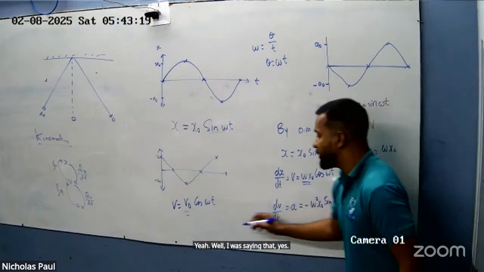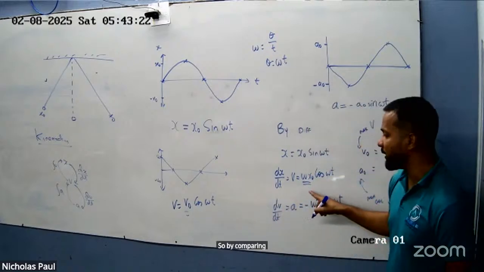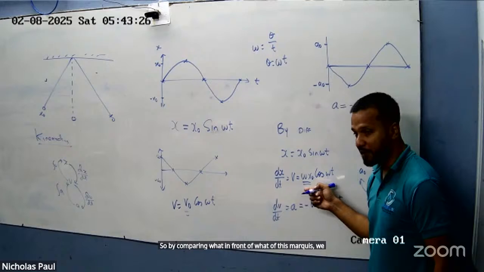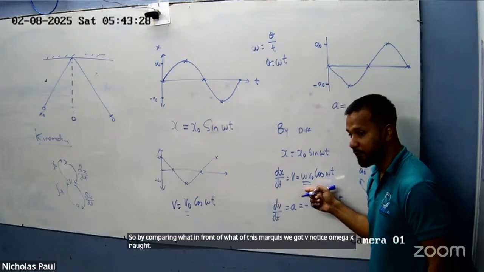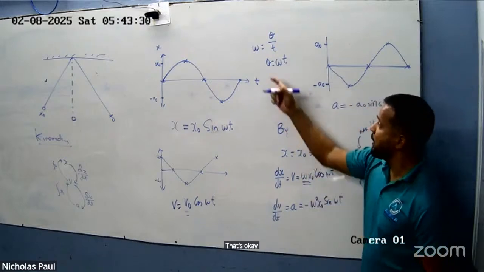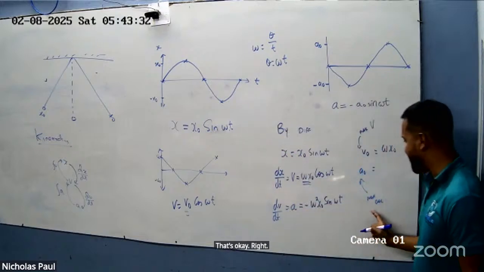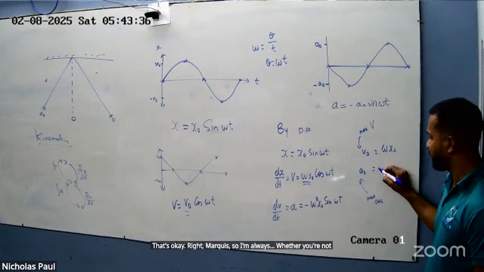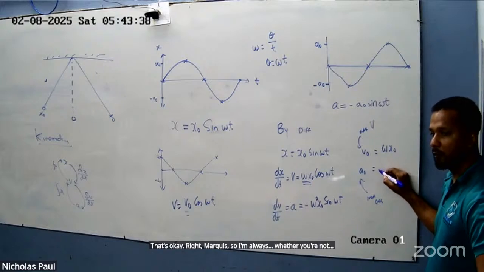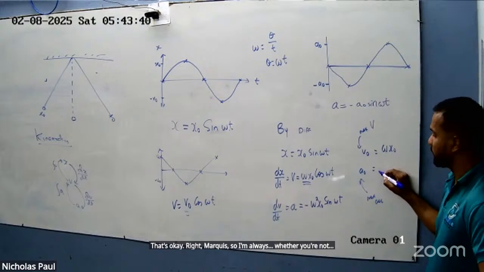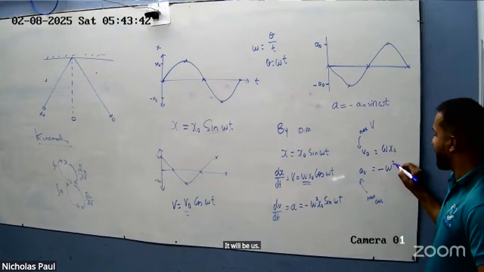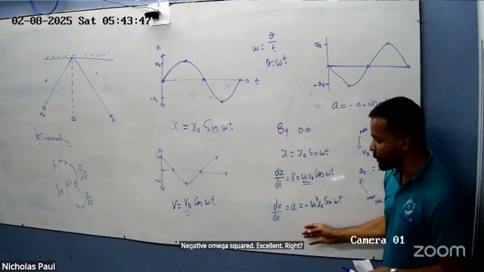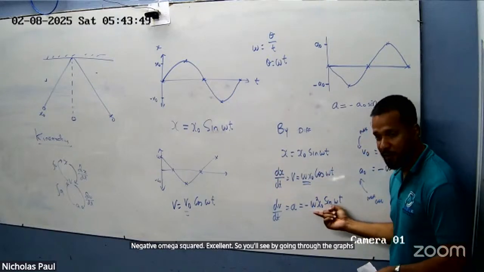So by comparing what's in front of this, Marquis, we got V naught is omega x naught. That's okay? Right, Marquis. So tell me where's E naught? It's negative omega squared x naught. Right? So you'll see by going through the graphs, we technically proven simple harmonic motion.